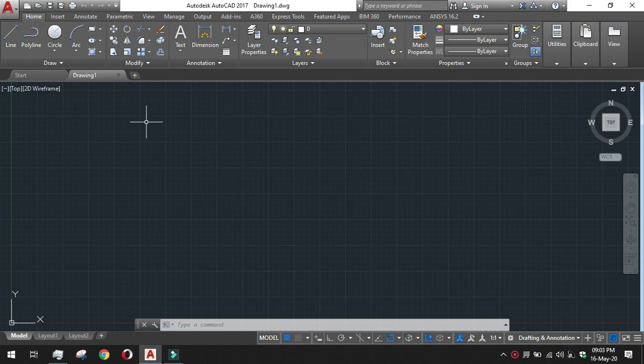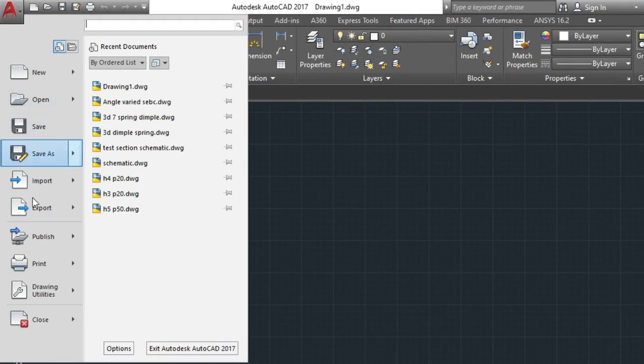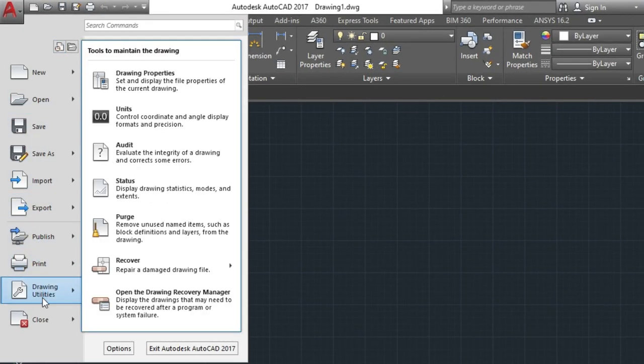First, just go to the top left corner where A is written, that AutoCAD icon. Click on it. You will see the list and go to Drawing Utilities. In the Drawing Utilities, you will see units. You can go to units by the command units also. Just we are clicking here at units.